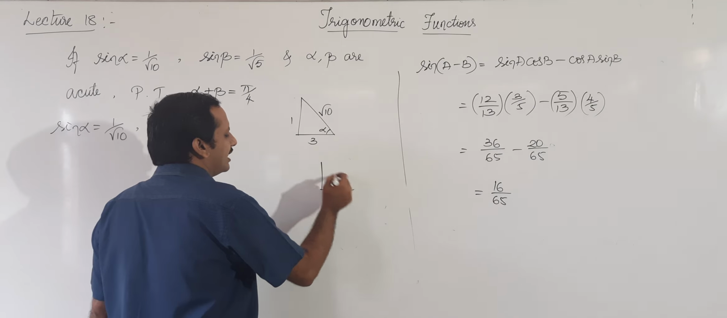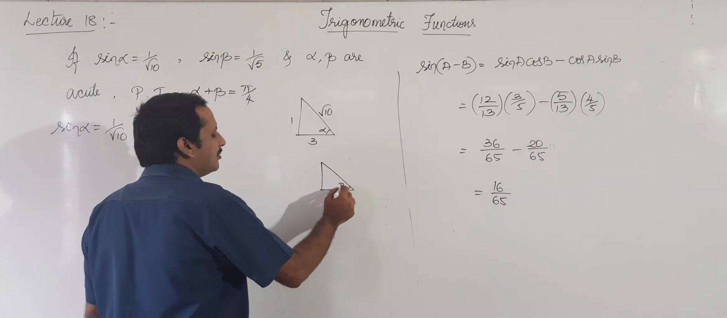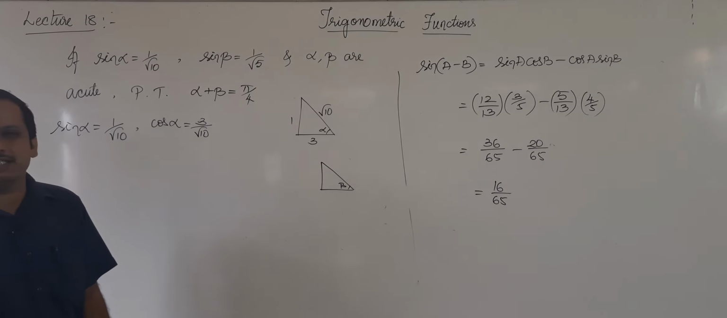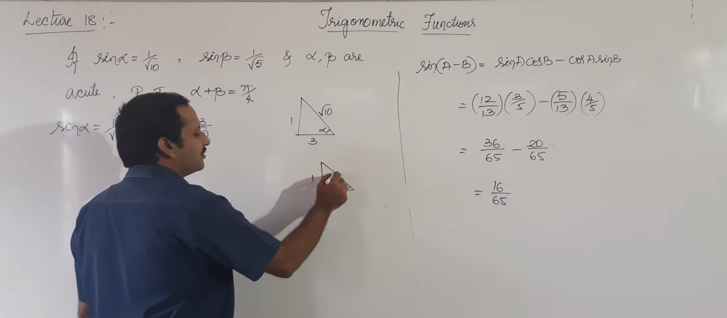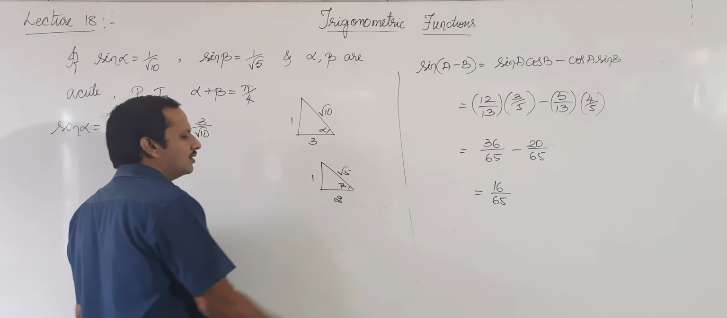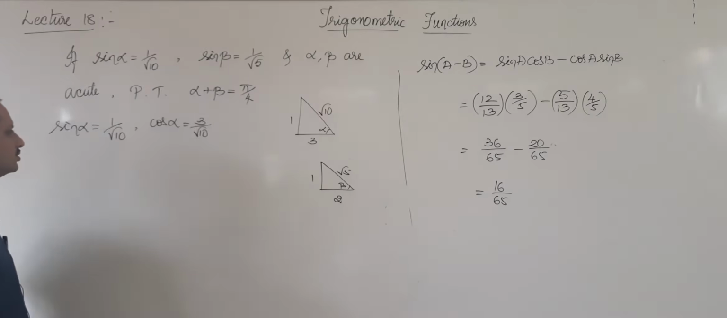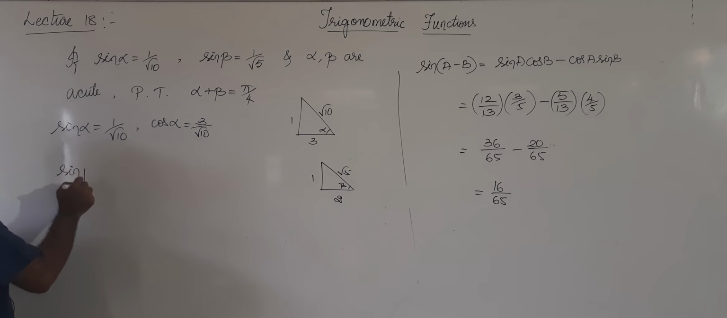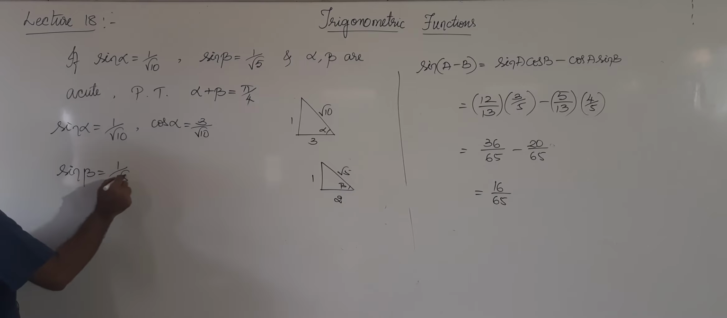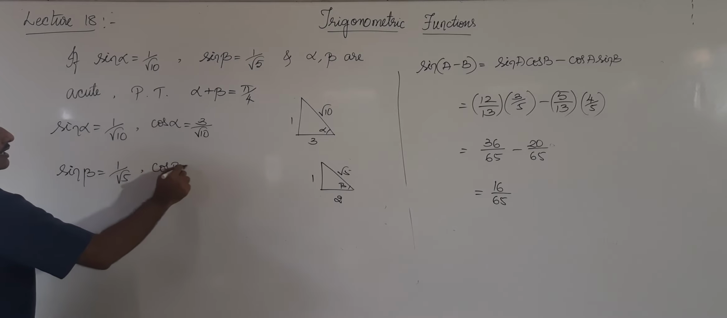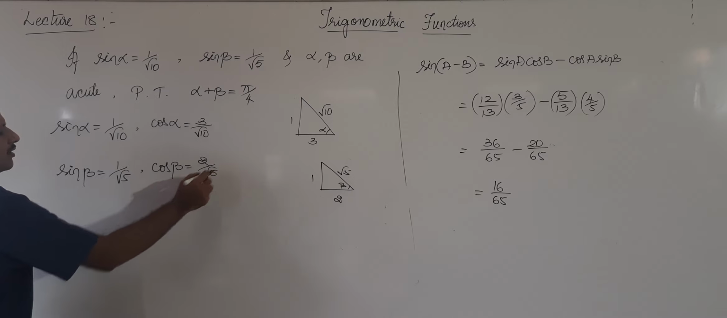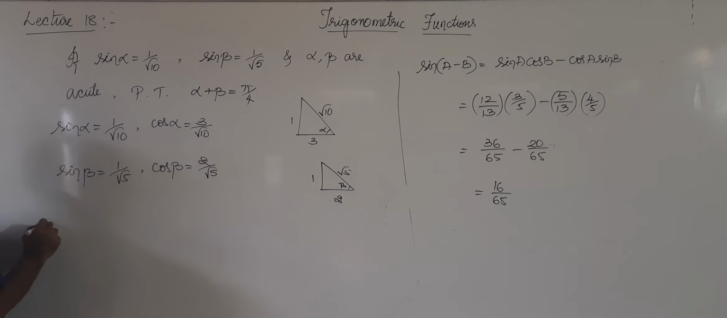Let me consider another right angle triangle. Let this angle be beta. Sin beta is defined as 1 by root 5 here. So this is 1, this is root 5, this will be equal to 2. 5 minus 1, 4, root 4 is 2. So sin beta is equal to 1 by root 5 and cos beta is equal to 2 by root 5. Then I will find out sin(alpha plus beta).